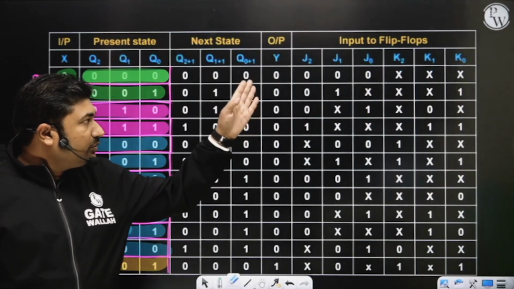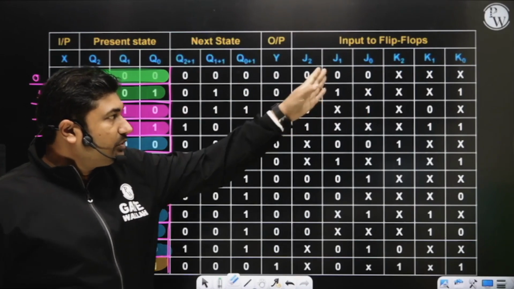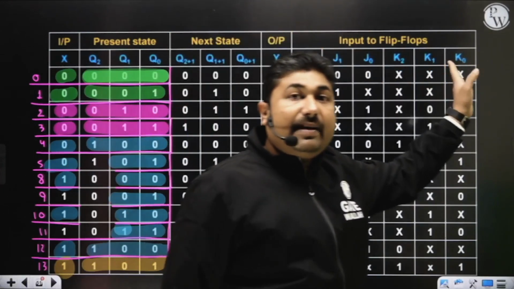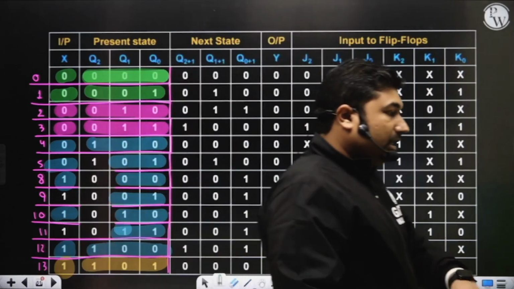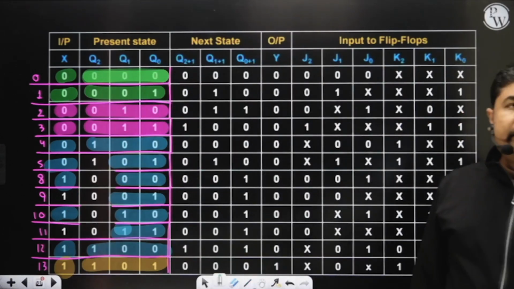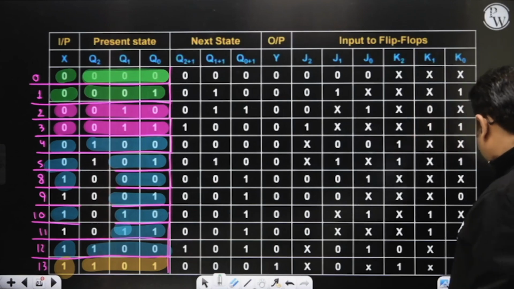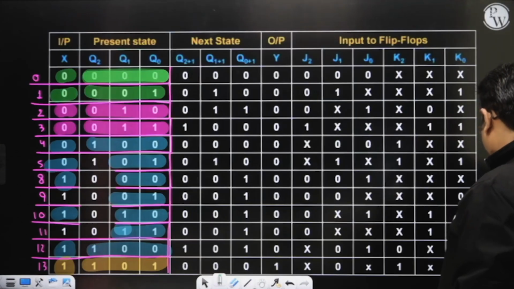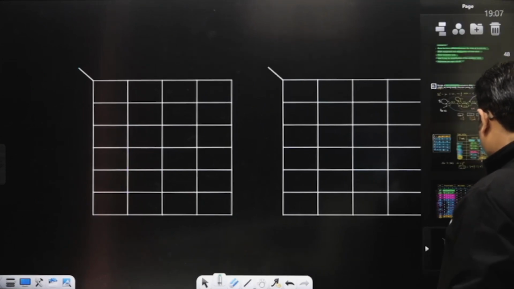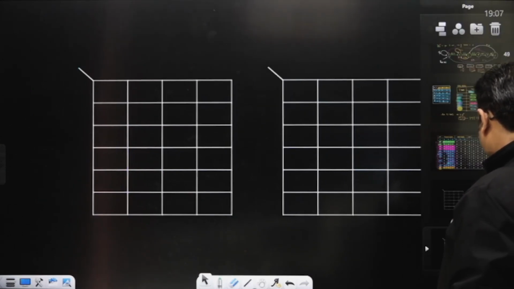Now we have J2, J1, J0, K2, K1, K0. We need to find the minimized expression in order to implement the logic circuit. I'm hoping up to this part everything is clear. Now please observe, I'm going to write the minimized expression.